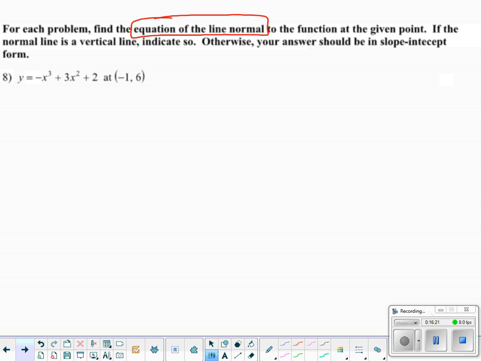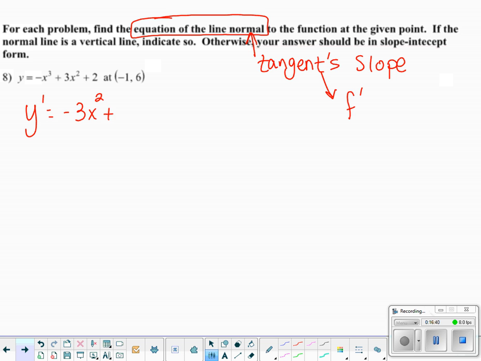The only way I can come into normal line is to pass through and find really the tangent line slope. And I do that through a derivative, right? So I need to find f prime. All right, let's go about our business here, get our derivative. Fairly simple polynomial. So I'm getting y prime equals negative 3x squared plus 6x.